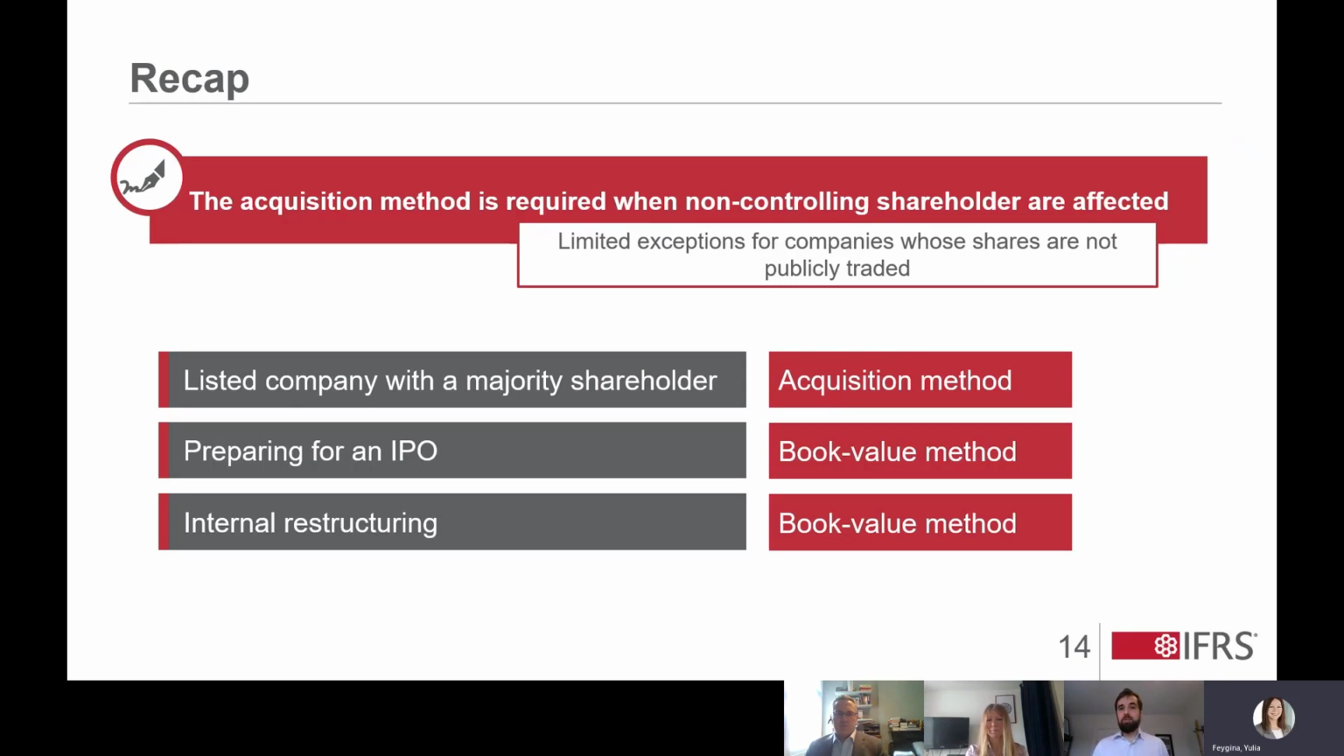The first scenario was a listed company with a majority shareholder. Holdco had non-controlling shareholders, and so the acquisition method would apply. The second scenario was preparing for an IPO. Holdco was preparing to list equity in the public markets, but there were no existing non-controlling shareholders, and so a book value method would apply. The third scenario was an internal restructuring, where Holdco had outstanding debt, but didn't have any non-controlling shareholders, and so a book value method would apply.